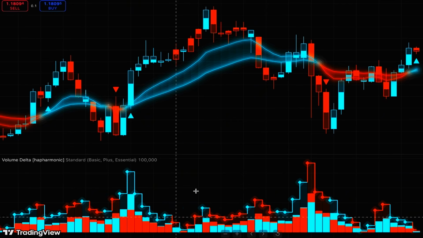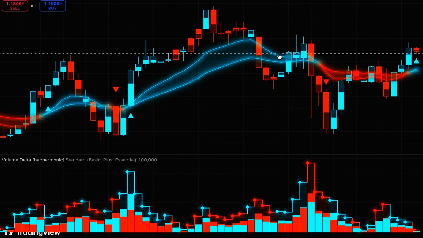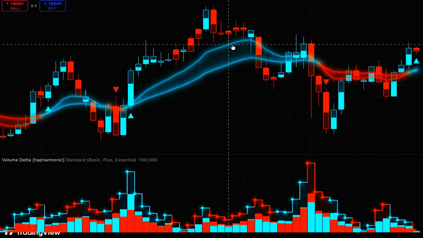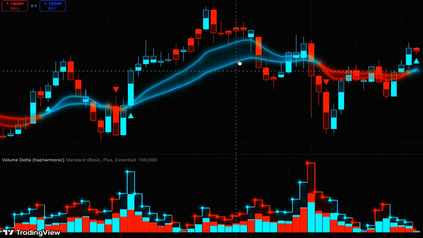This information is also reflected on the candles, and also two moving average lines are added to the chart, which in the settings of the indicator you can remove them if you find them distracting and cluttering your price chart.